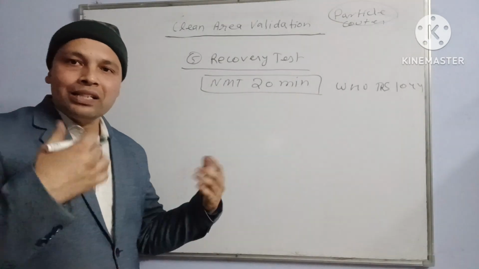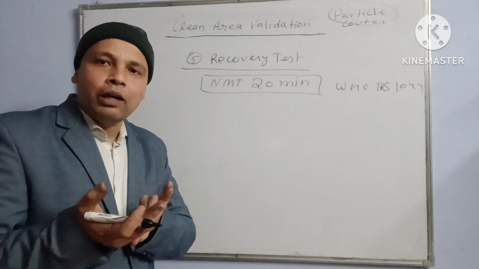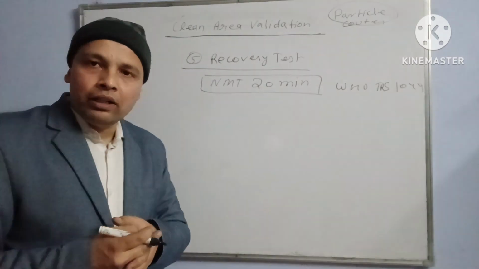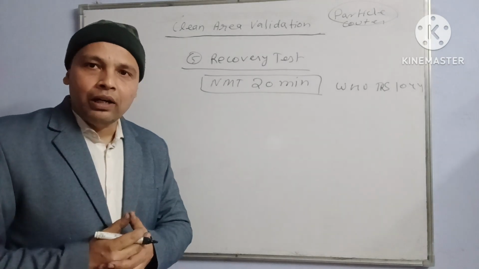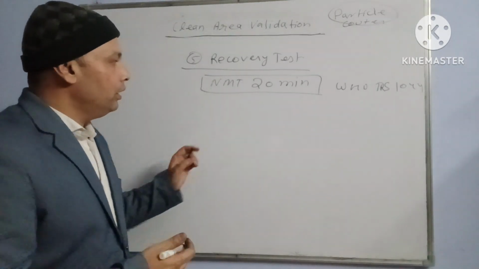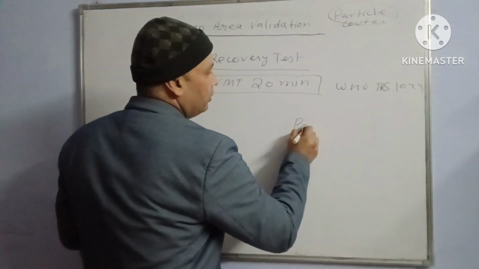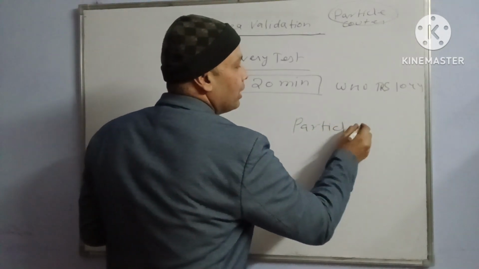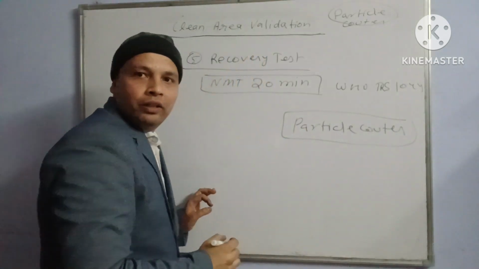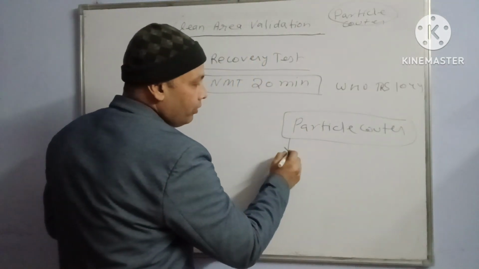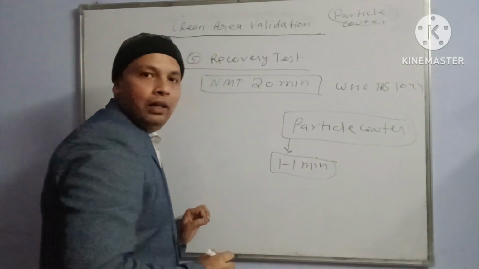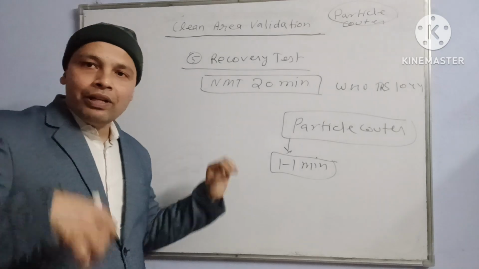So how can we do this? We can contaminate the area during the validation by using the particle generator, as we have discussed earlier. Polyalpha olefin particles we can generate. Okay, and we set the non-viable particle counter. We will start by setting a 1 minute interval. It will take the sample and give the result.